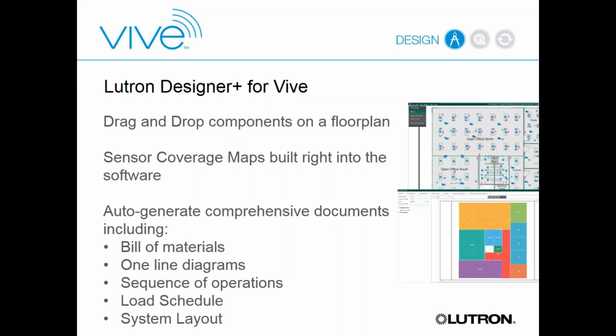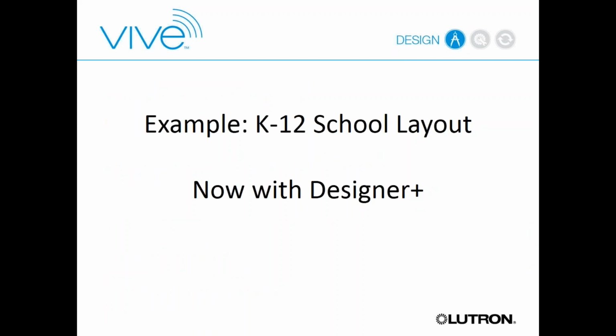And then the really great part is once you've dropped all the components onto the floor plan, it'll auto-generate the documents that we showed you with the spec typicals for that specific custom design, including the total bill of materials, the one-line diagrams, sequence of operations, system layout, etc. So you don't have to then map them all back to some other type of document or layout that you need. So let's take a look at that same example that we looked at with the spec typicals layout, and now do it with Designer Plus.